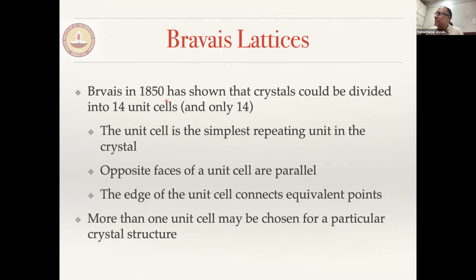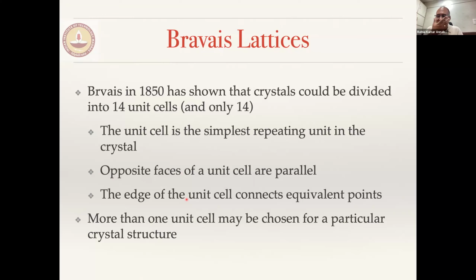We discussed already that the unit cell is the simplest repeating unit in a crystal. And we know that all parallelepipeds are valid unit cells, and in a given unit cell, opposite faces should be parallel, and the edges of the unit cell should connect equivalent points. What do we mean by an equivalent point? If you take two lattice points that are identical, they are equivalent. That means the environment surrounding them is exactly the same, whether you sit on lattice point 1 or lattice point 2 or lattice point 1000, right?